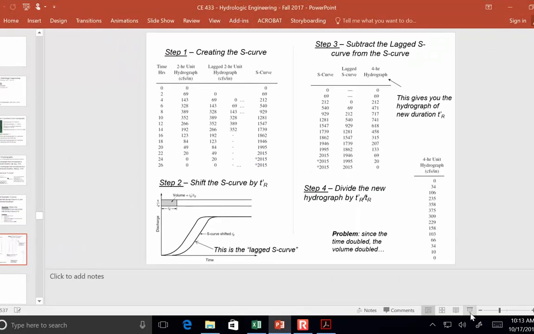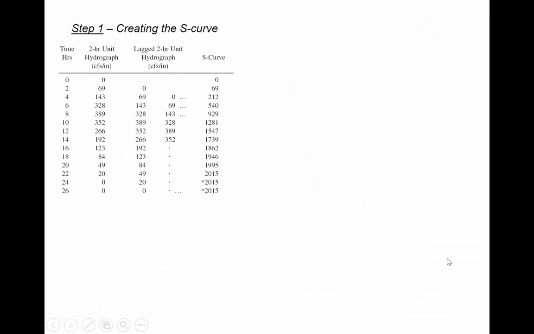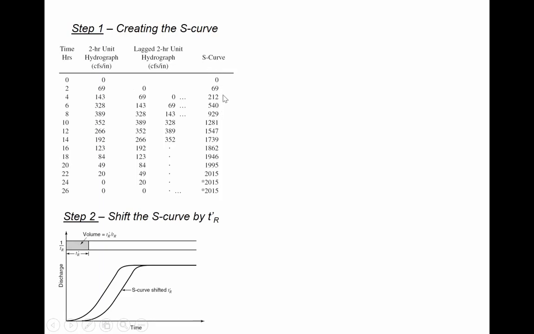All right, so just to summarize the process here, we were given a unit hydrograph, we created this sequence of lagged curves, and it was lagged 2 hours at a time because that was the original rainfall excess duration. If you had a rainfall excess duration before of 1 hour, then you need to lag it in 1 hour steps. Created the S-curve, and then you shift it by the amount T prime R, and that's the desired storm duration. So we wanted to find out what the hydrograph looks like for a 4 hour, and that's why we lagged by 4 hours, because the desired storm duration is T prime R.